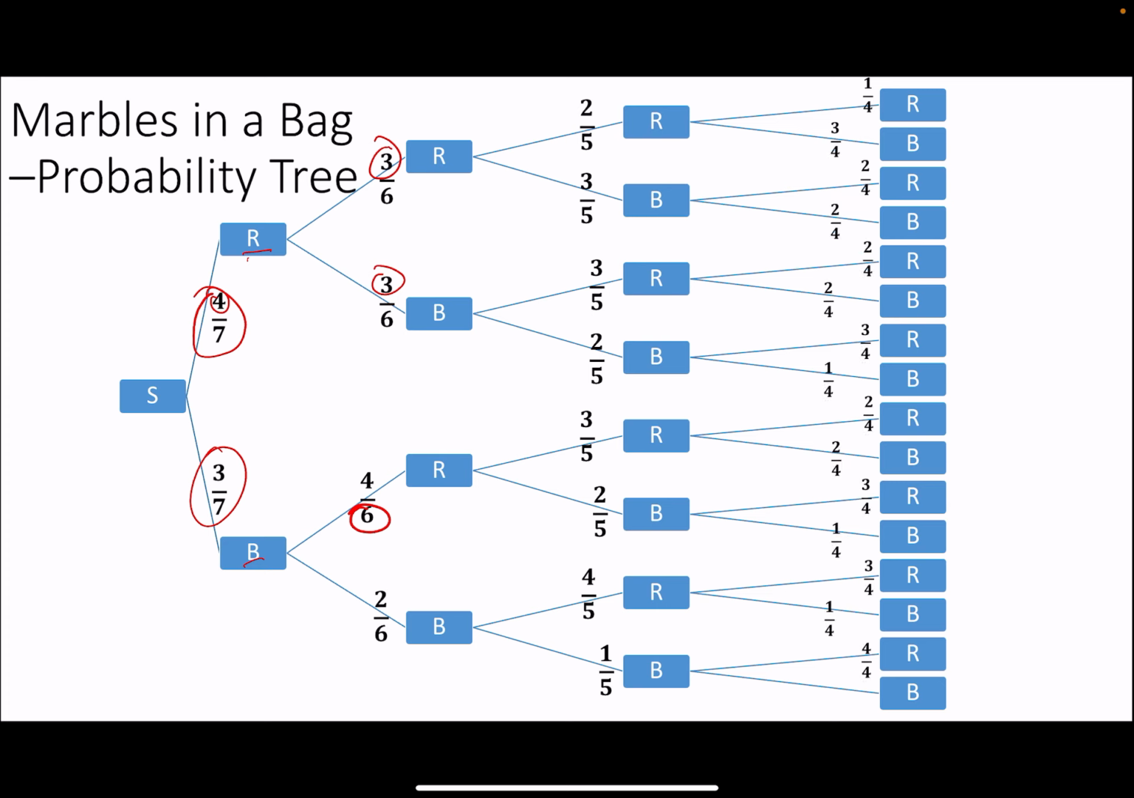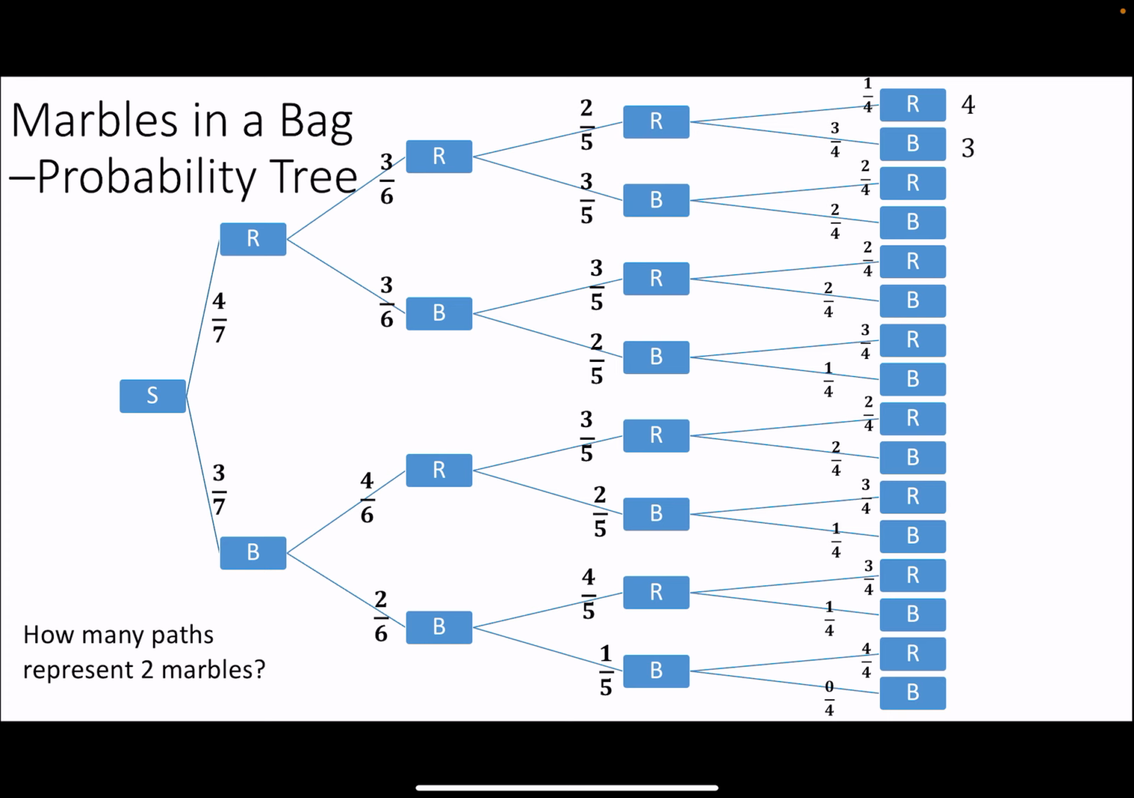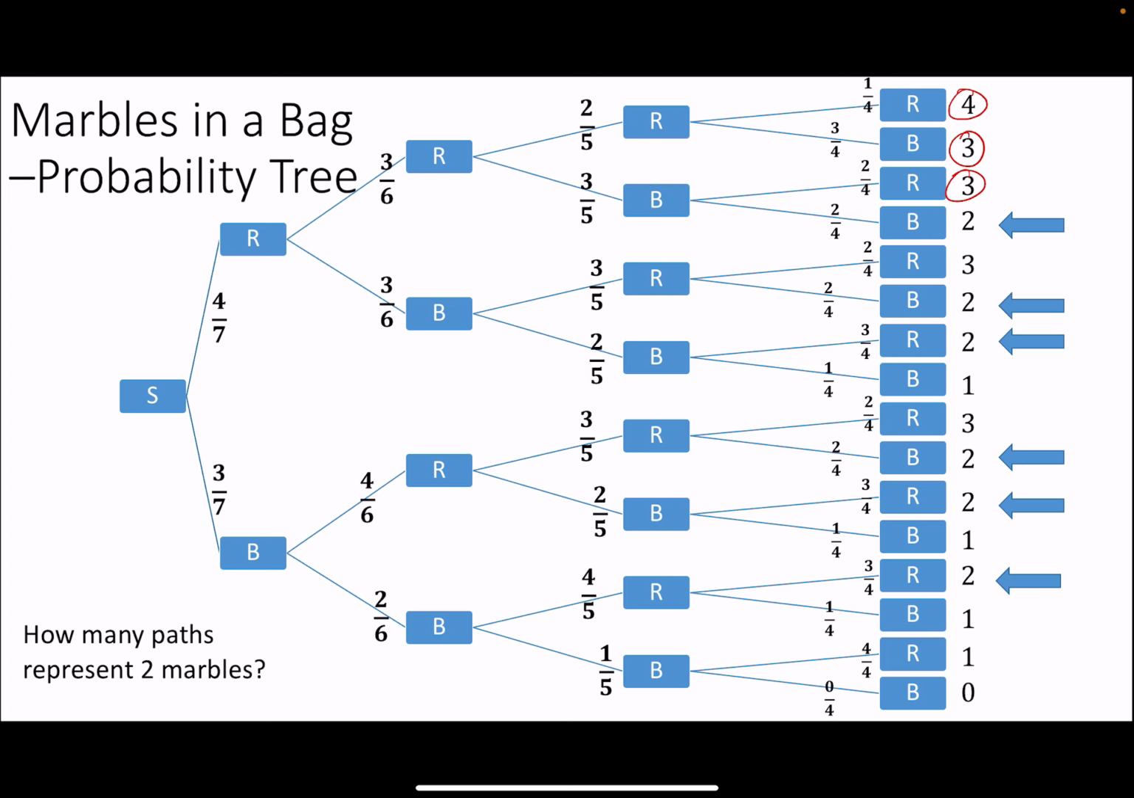Okay. And essentially, how many paths represent 2 marbles? Well, here are our paths. These represent 4 red marbles, 3 red marbles, 3 red marbles. So we've been through this before. We just count the number of paths. Okay, so how many paths have 2 red marbles? Well, there's 6 ways. There's 6 paths.